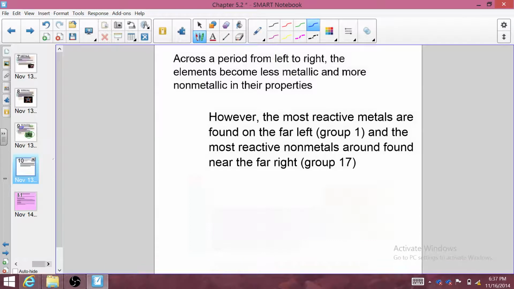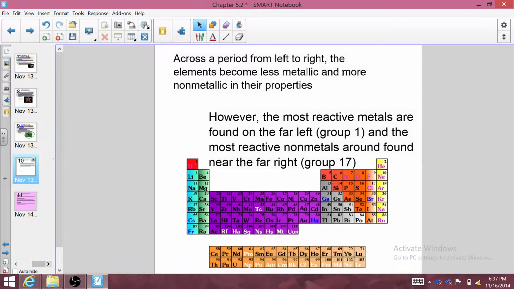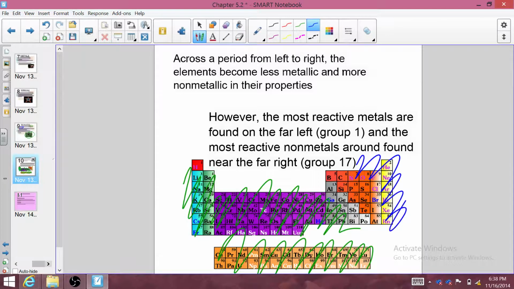Now, when we look at the periodic table, as we move across the period from left to right, the elements become less metallic and more non-metallic. So if we take a look at our periodic table down here, all of our metals are found over on the left-hand side, all the way over here. So you can see that the periodic table is mostly made up of metals. The nonmetals are over here on the right, and the metalloids are along this weird staircasey looking thing right in the middle, right here. So metals, nonmetals, metalloids.